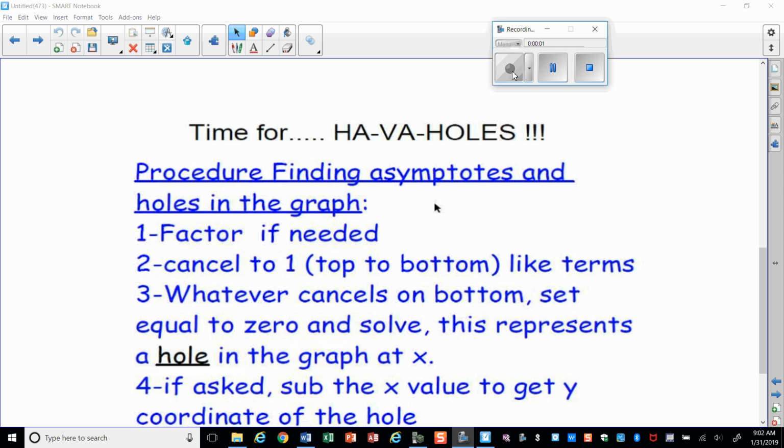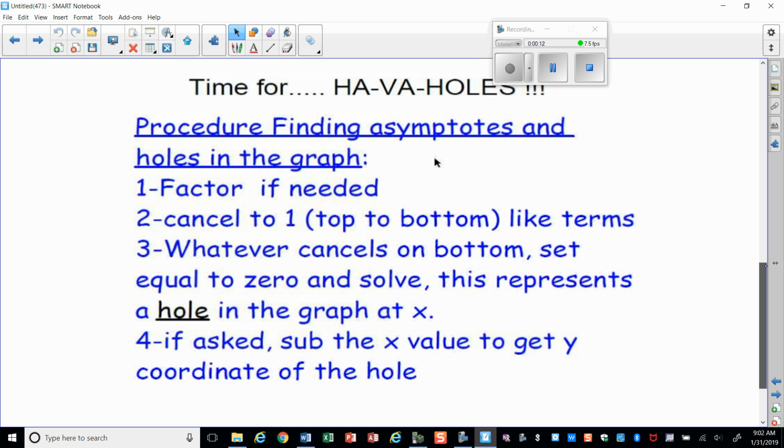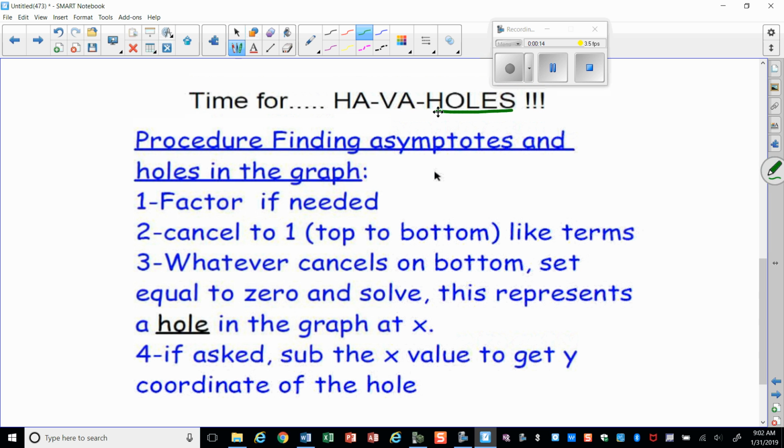Okay, so now we're talking about holes. We've talked about horizontal asymptotes, vertical asymptotes, and now we're going to add this idea of a hole. A hole in a graph is where you have a factor in your denominator that cancels out. So it would have been a vertical asymptote, but since it cancels out the same factor in the numerator on the top, it's a hole.